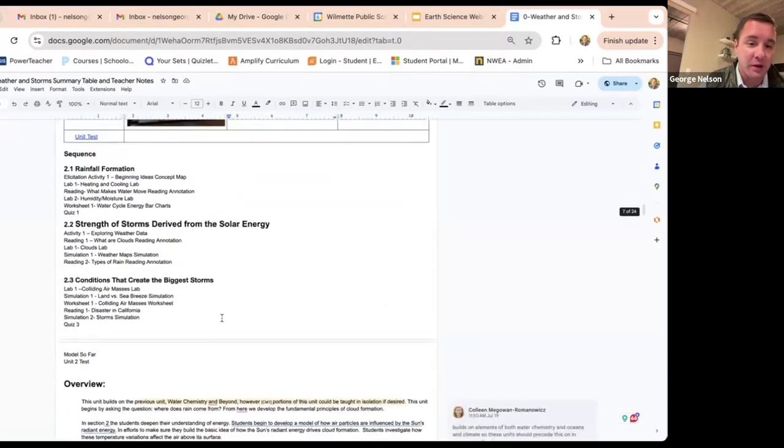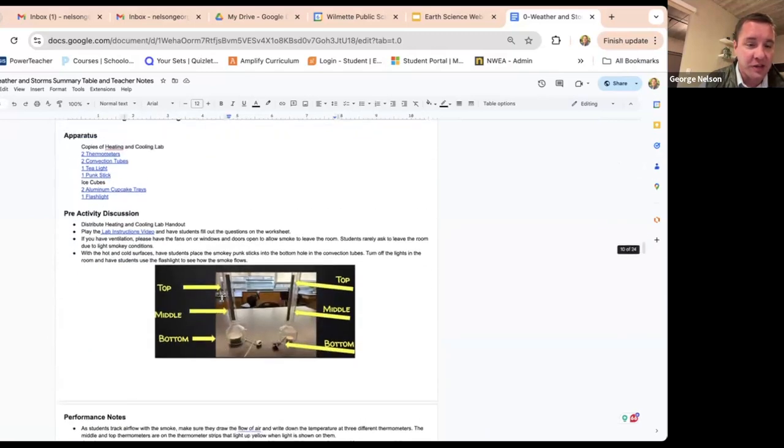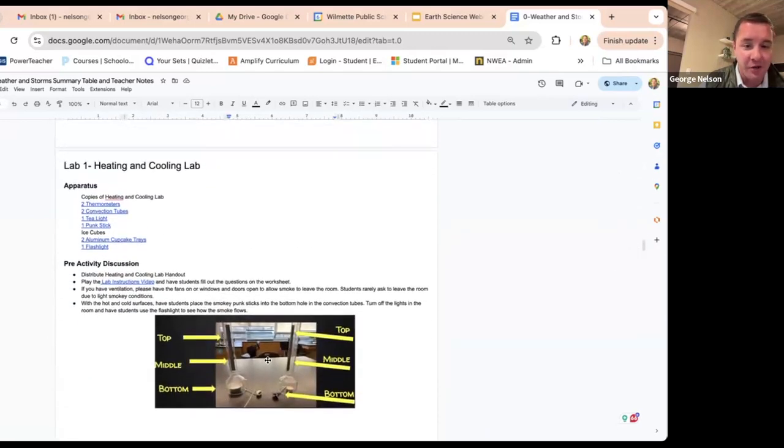I'm going to start here. So we did our elicitation. Now we do this heating and cooling lab, and what we're trying to get out of this now is how hot air rises and cool air sinks.